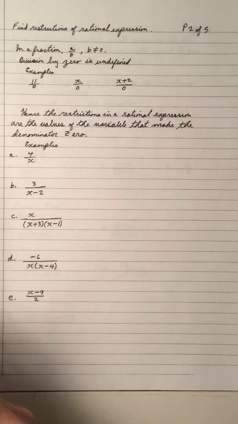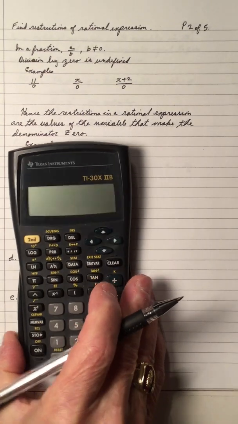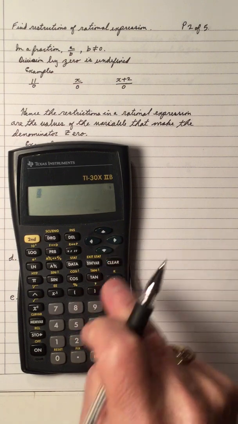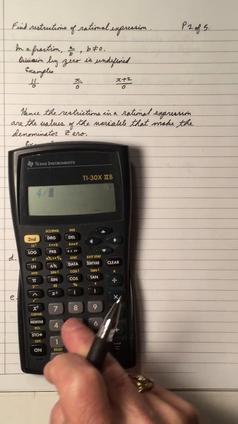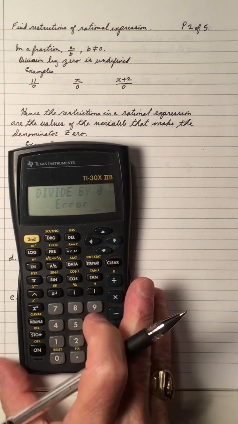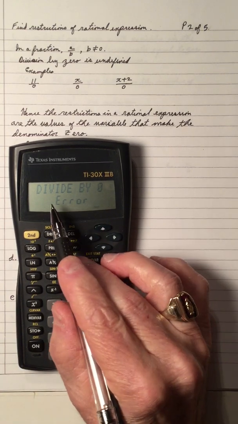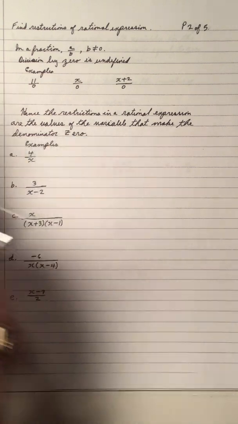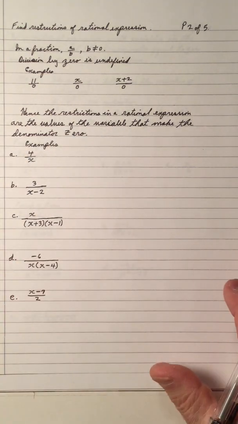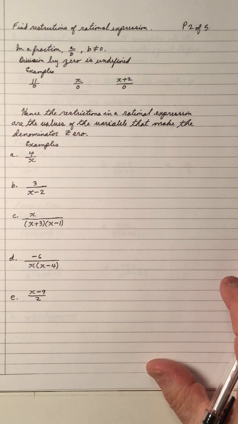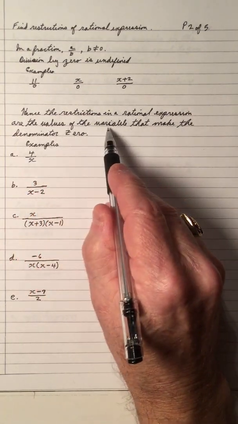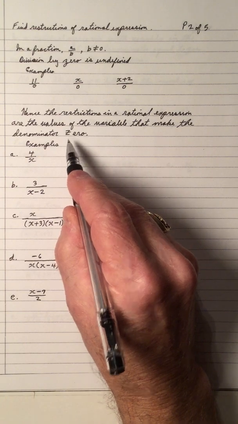And to illustrate that, let me use my calculator and turn it on. Let's take 4 and divide it by 0. 4 divided by 0, it says division by 0 is an error. So that means that when you divide any number by 0, it's undefined. Hence, the restrictions in a rational expression are the values of the variable that make the denominator 0.